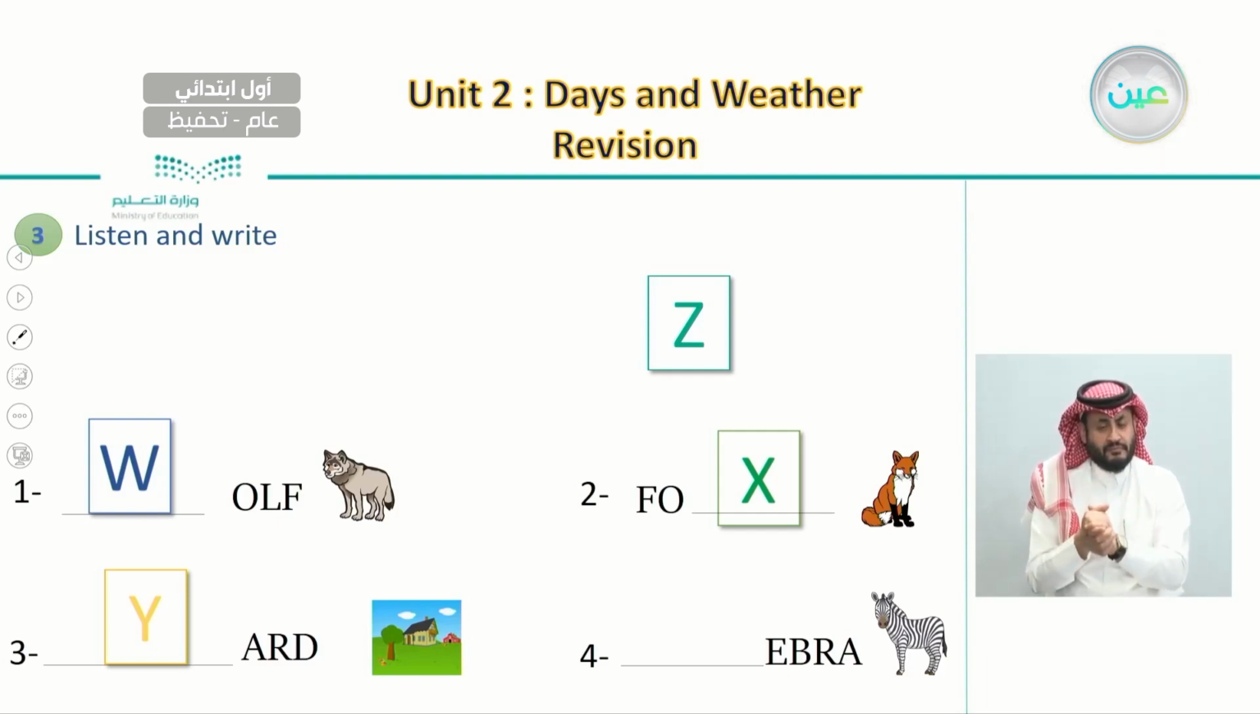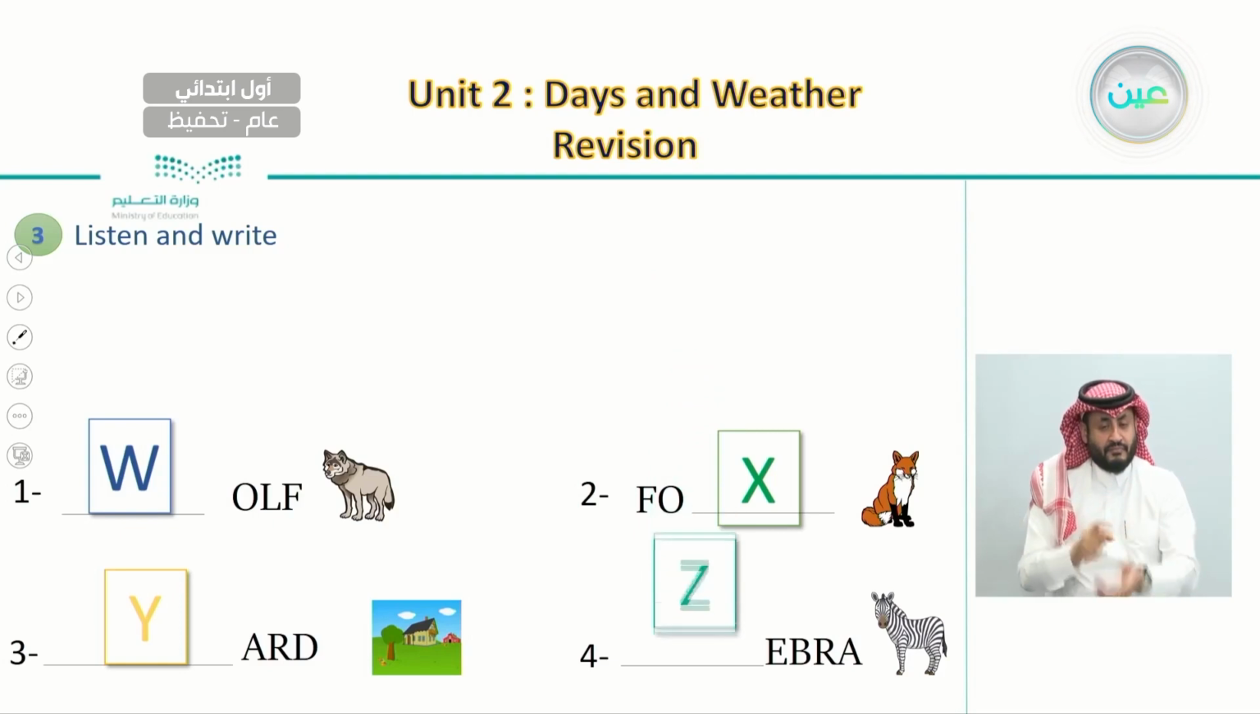Now let us move on to the last word. The last word we have here is zebra. Number 4 is zebra. And here we should write letter Z in this word.